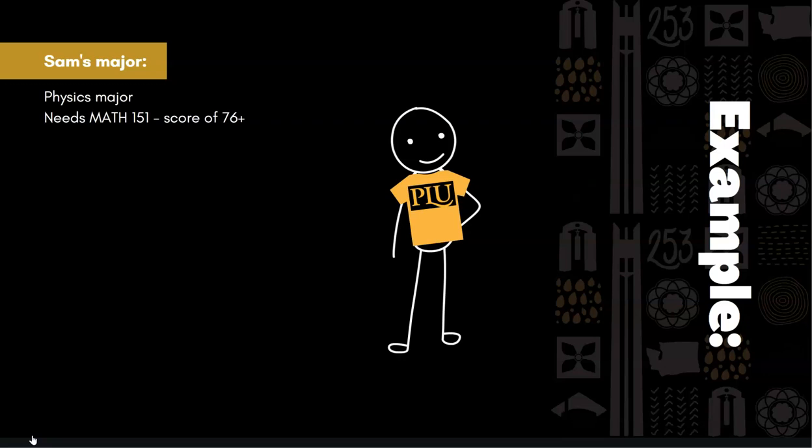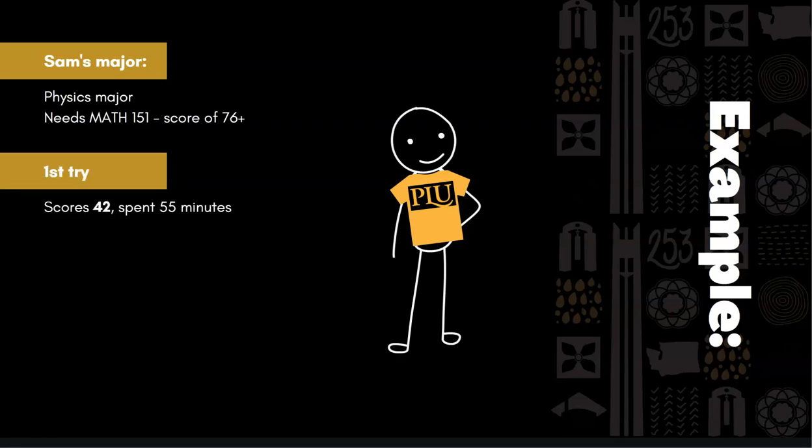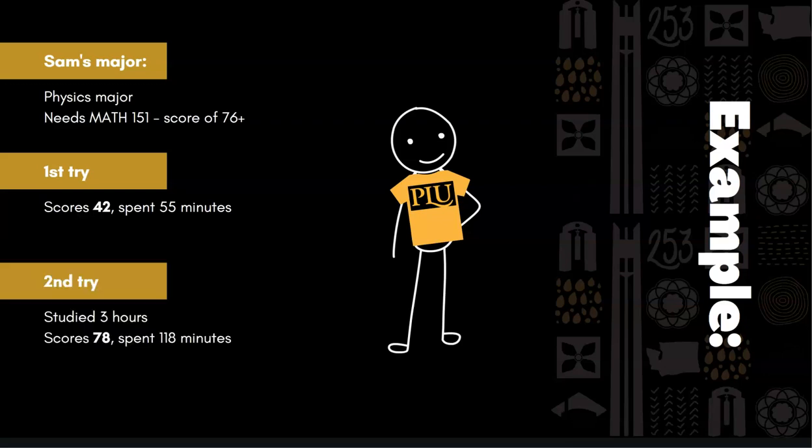Let's take a look at Sam's math placement experience. They are majoring in physics and need to take Math 151, Calculus 1, which means they need to score at least a 76 on their math placement evaluation. The first time they took their evaluation, they spent 55 minutes and earned a score of 42, which is not high enough for Sam's major. After studying for 3 hours, Sam retook the evaluation and spent 118 minutes and earned a score of 78, which is high enough for the physics major.